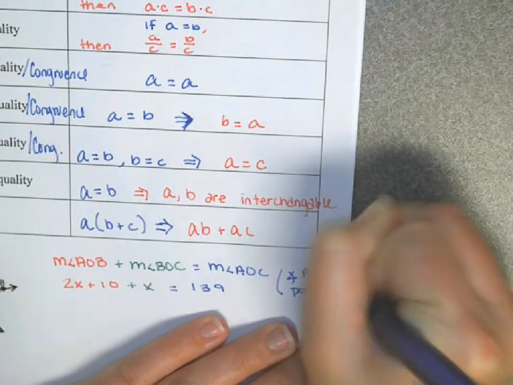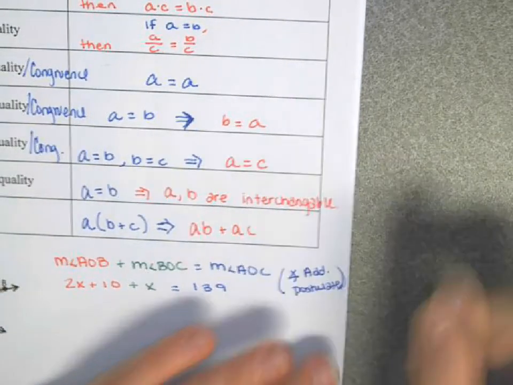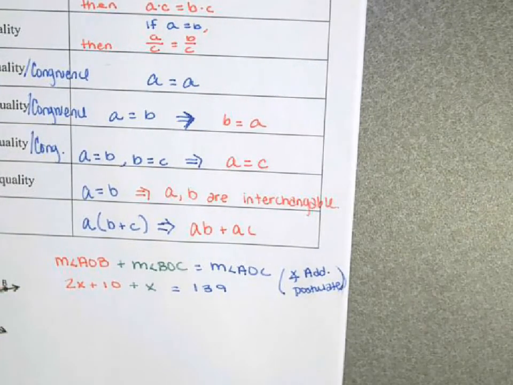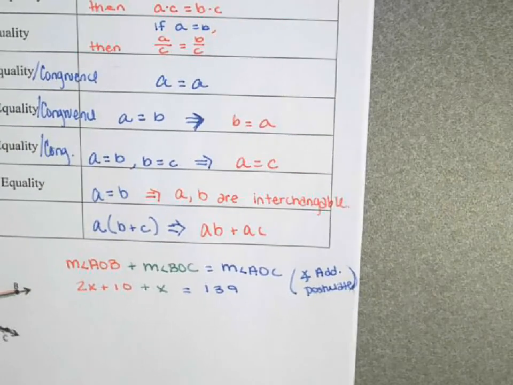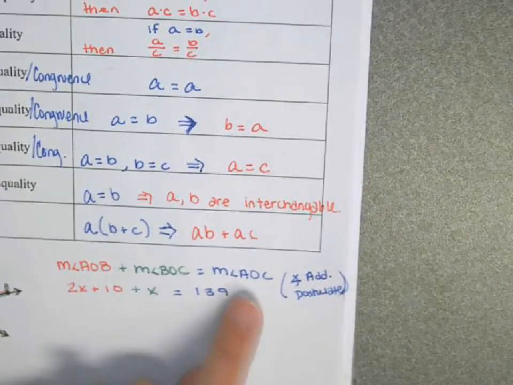That's what allows us to do that setup, because the angle addition postulate says adding two adjacent angles together will equal the whole angle. So we can set that up because it's the angle addition postulate. Okay, that was the first one.